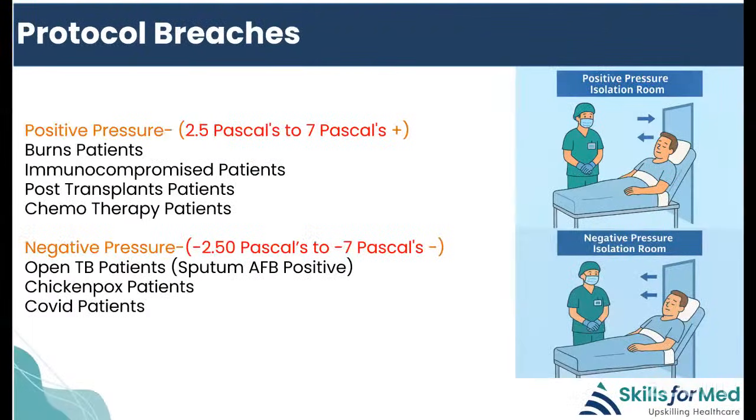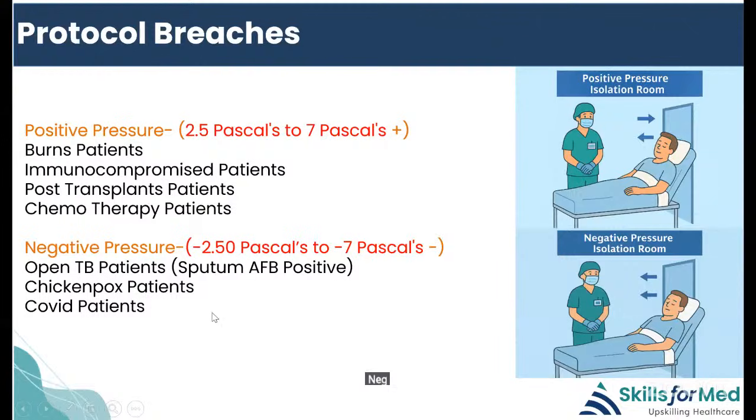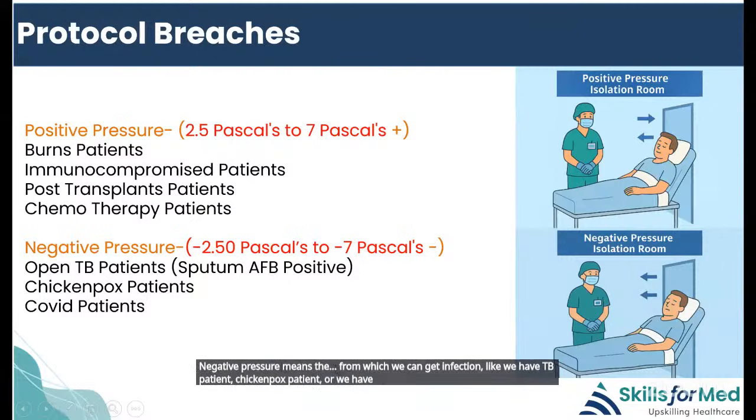Next protocol is related to isolation. We have two types of isolation. One is positive pressure isolation and one is negative pressure isolation. Positive means the patient can get infected because he is an immunocompromised patient, like a burn patient, post-transplant patient, or chemotherapy patient. Negative pressure means the patient is the one from whom we can get infection, like a TB patient, chickenpox patient, or, as we have seen, the COVID patient.